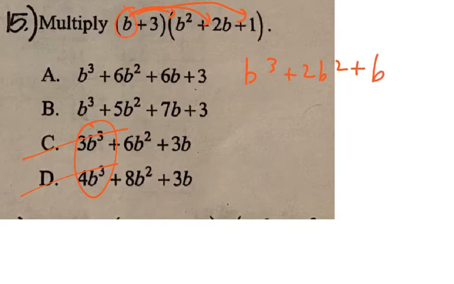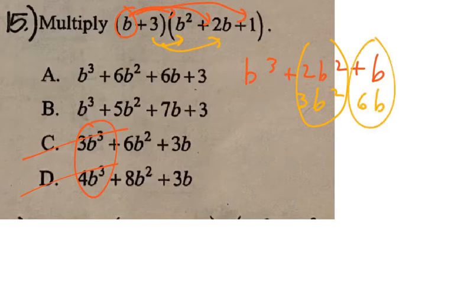Now let's do the same thing with the 3. 3 times b squared is 3b squared. Note, guys, how I like to line up my like terms. Neat little simple trick to follow. 3 times 2b is a 6b. I got my b's together there. 3 times 1, of course, is 3.